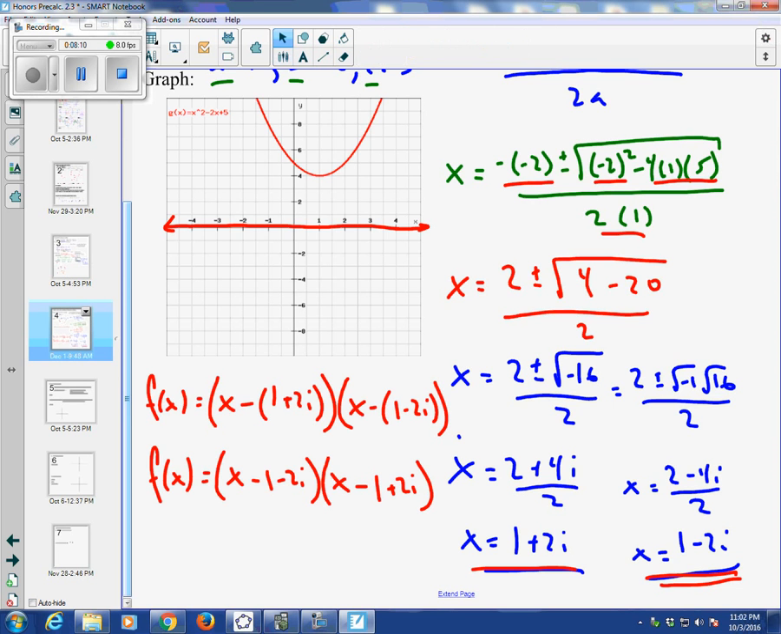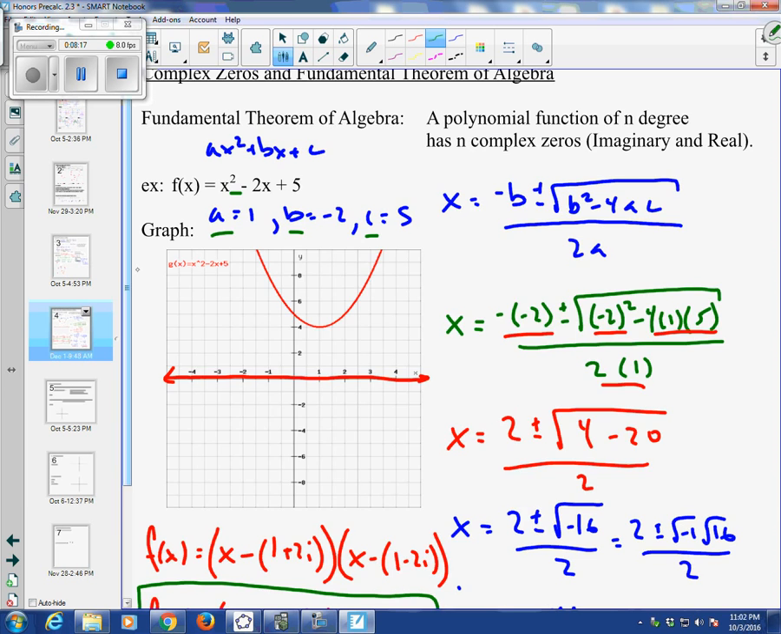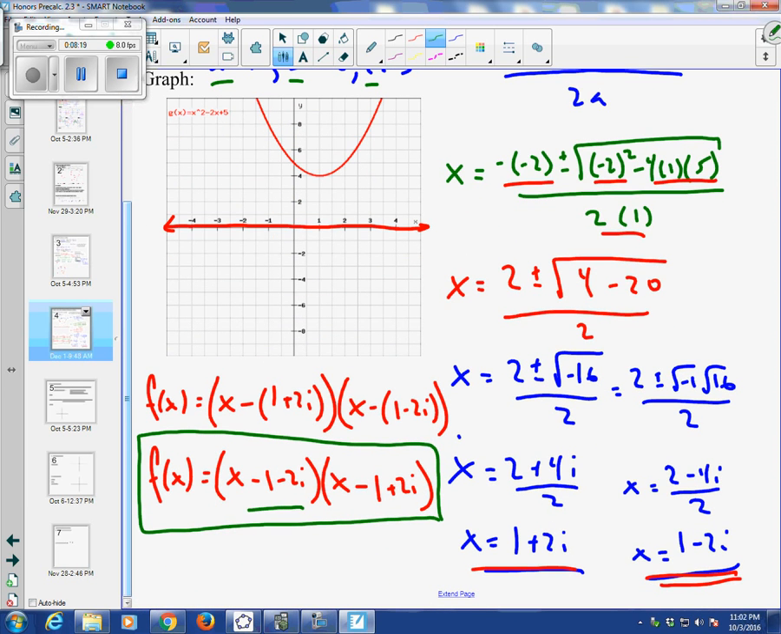So right here, the fundamental theorem of algebra holds true, right? The degree corresponds to the number of linear factors, which corresponds to the number of zeros, whether they be real or imaginary, right? And we have imaginary numbers in our linear factors as well, but we still have 2.